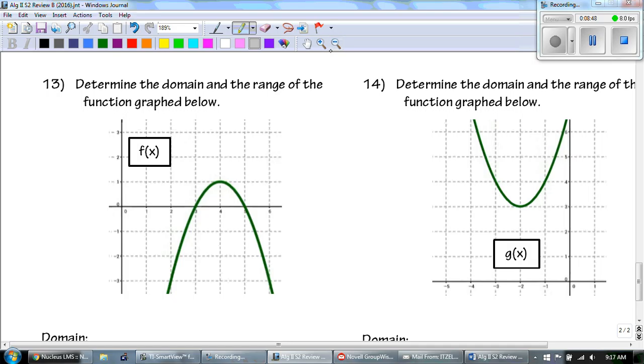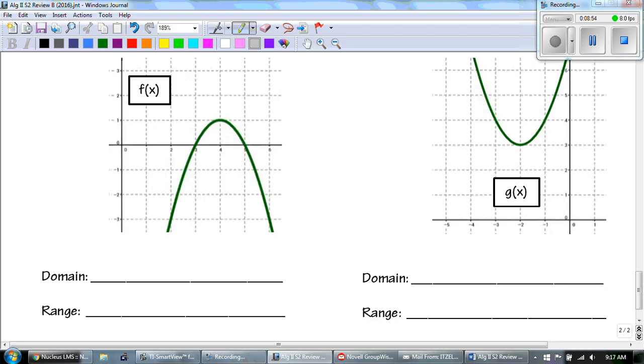All right, number 13, last one. Determine the domain and the range of the function below. My domain, remember, those are the x values left to right. This is from negative infinity to positive infinity. My range is my y values from low to high. The lowest that it goes is negative infinity, and then the highest that it goes to is a positive 1.